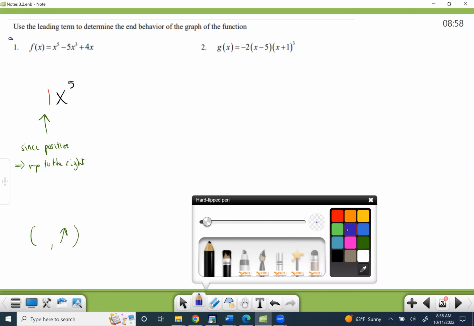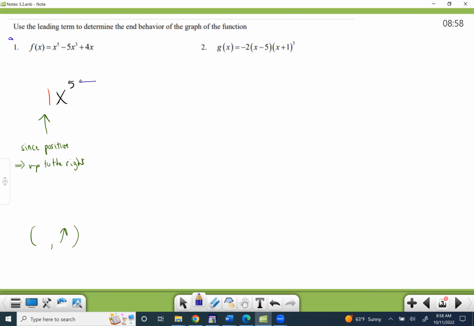Okay. Then we're going to go up here to our exponent. That's the second thing we do. Since odd, that implies, remember the two O words, odd implies the left does the opposite. Okay, so if we're going up to the right, then we're going to go down to the left.